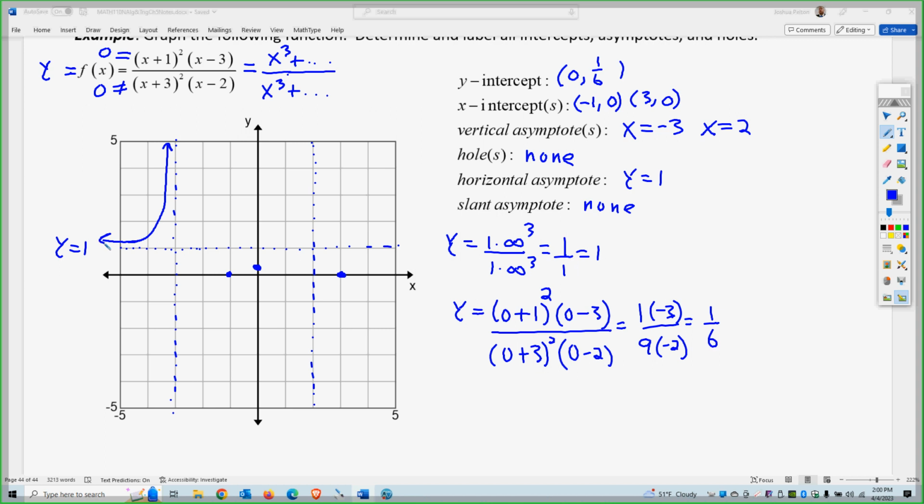Because it doesn't cross the x-axis, so it cannot be down here. And if you plug a value into the numerator, you're going to get a negative over a negative, which is a positive, so it makes sense.